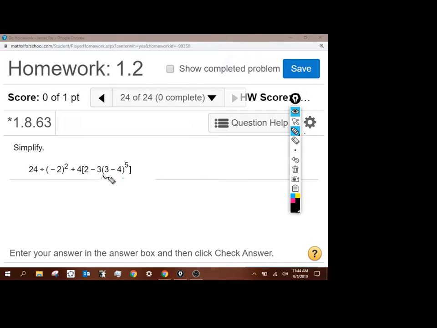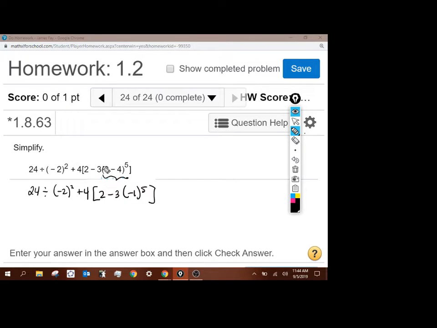All right, so we're going to focus on that right there. Everything else I'm going to write down the same. So 24 divided by negative 2 squared plus 4 bracket 2 minus 3. Now what's that going to turn into? Negative 1. And I raise it to the 5th power, right? Okay. Now I still have parentheses. And there's still operations inside these parentheses here, right?